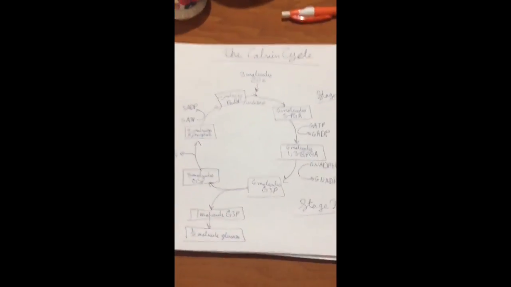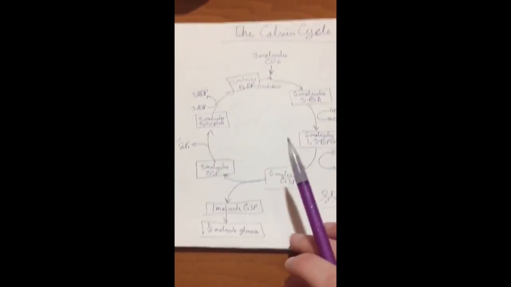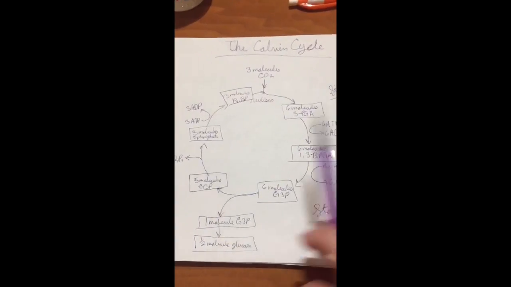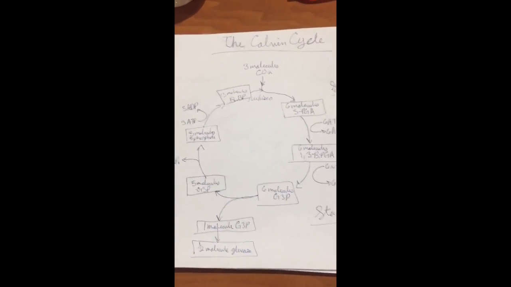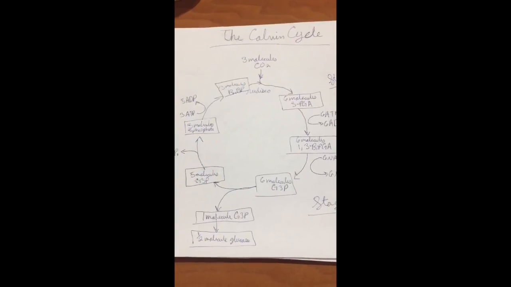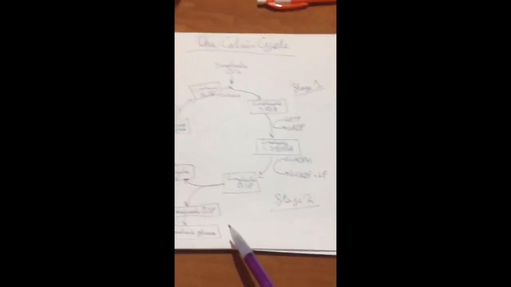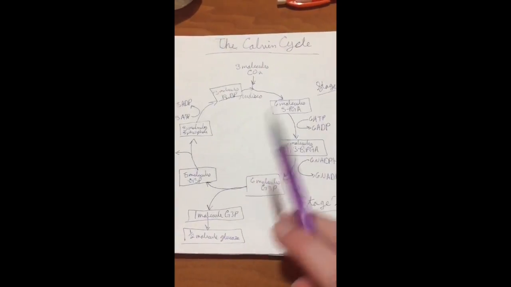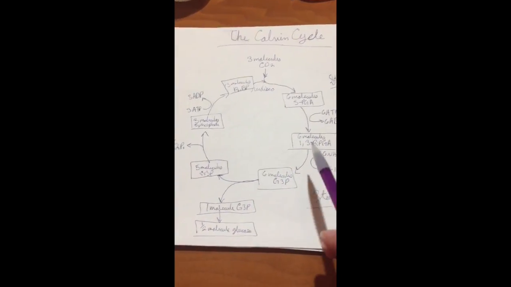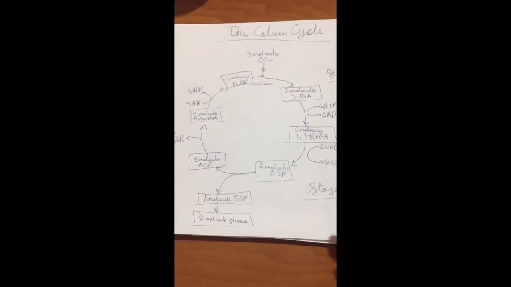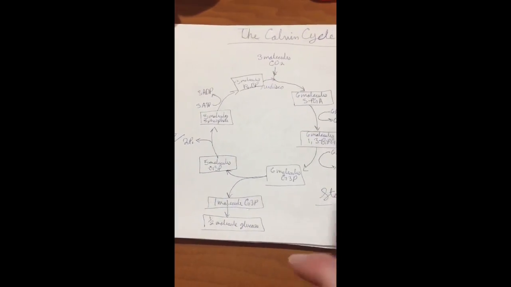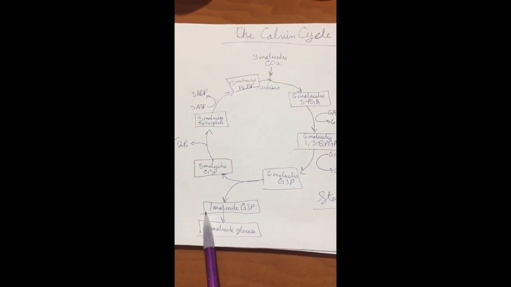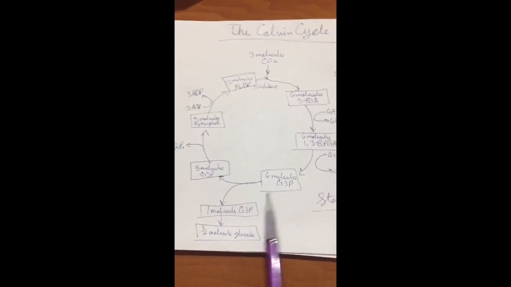So first I'm going to be going over the Calvin cycle. And from what I remember from botany, the Calvin cycle is basically what plants do when there's not enough available light. They kick over into the Calvin cycle in order to continue to make food for the plant. And the end goal of the Calvin cycle is to make a molecule of G3P.